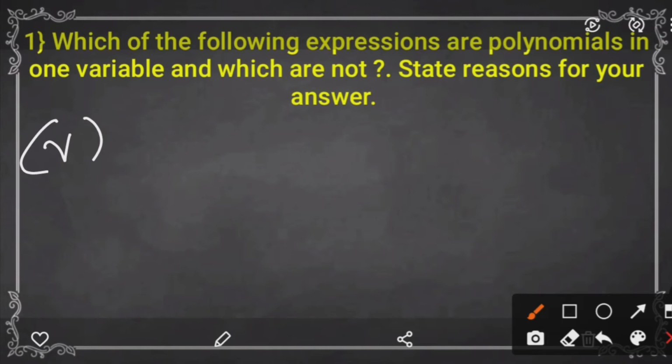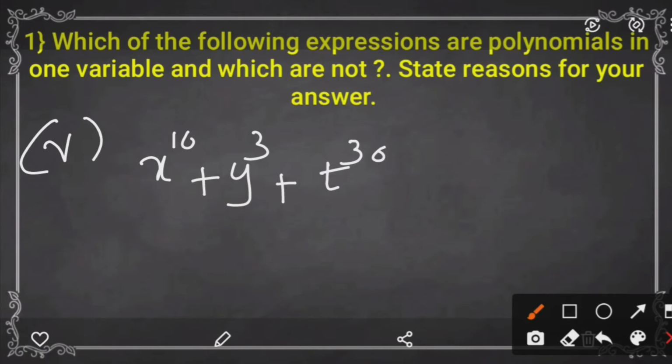The last one in the first main question: x to the power 10 plus y to the power 3 plus t to the power 30. It is t to the power 50, whatever it may be. See whether it is a polynomial or not. No, this is not a polynomial of one variable. Here the variables are different, so this is not a polynomial.